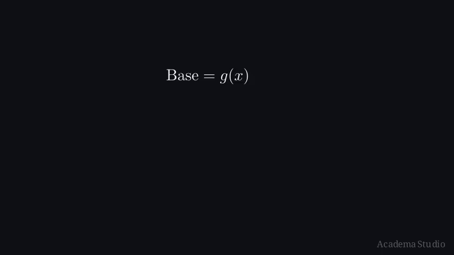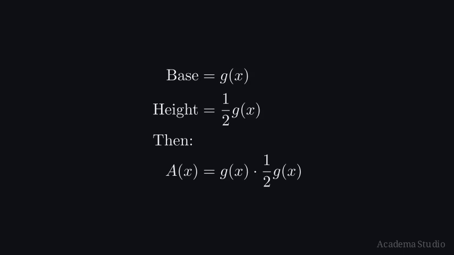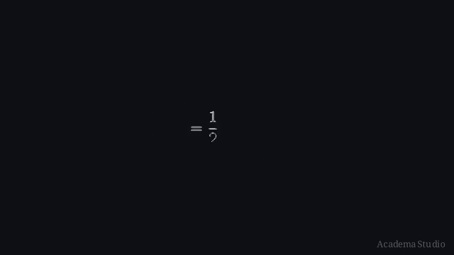Base equals g of x. Height equals 1 over 2 g of x. The function is squared because both the base and the height contain a factor of g of x. A of x equals g of x times 1 over 2 g of x. So this simplifies to equals 1 over 2 g of x to the power of 2.